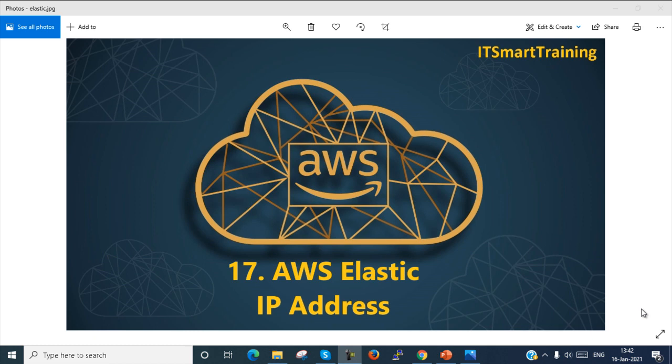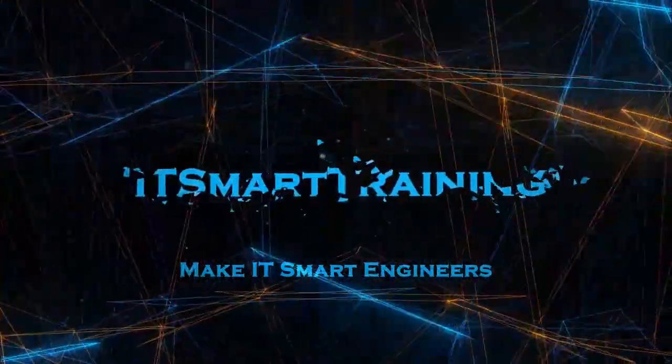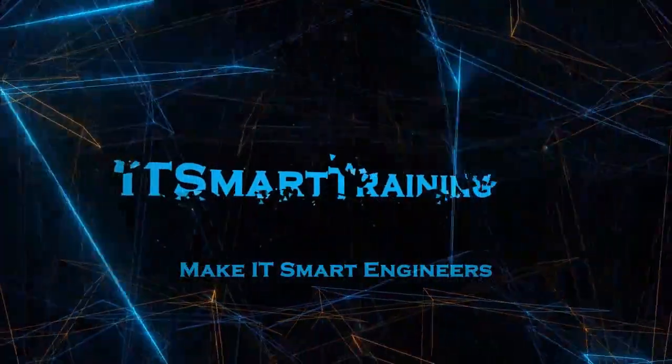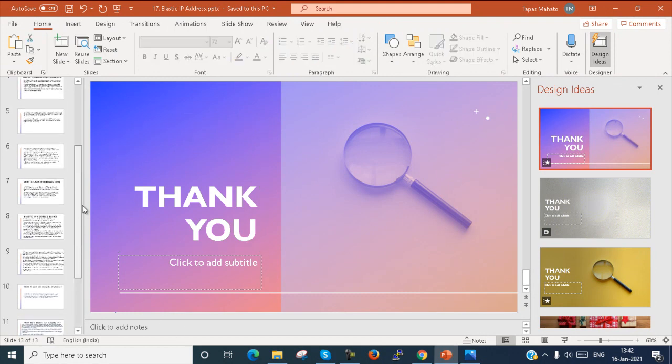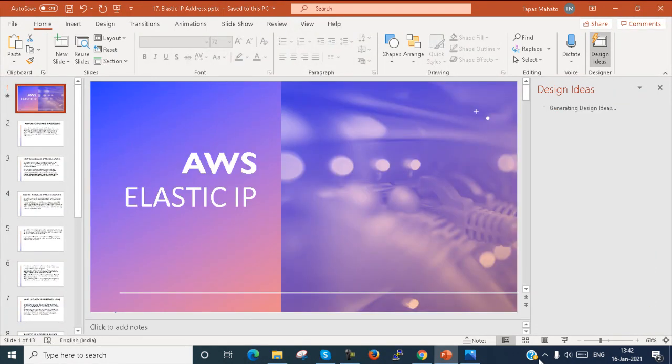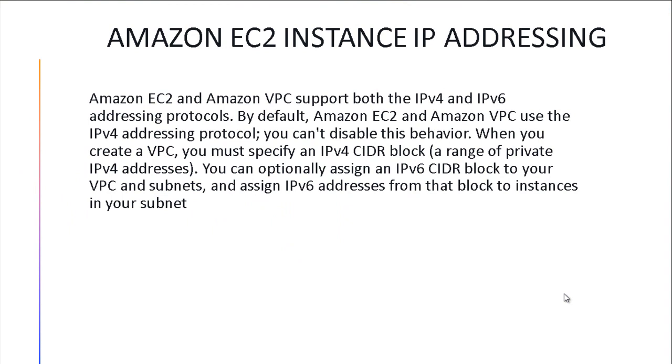So let's start today's session, Elastic IP Address. AWS Elastic IP. Before starting the concept about the AWS Elastic IP, we have to know some basic concepts about what is a private IP and what are public IP addresses. So Amazon EC2 instances IP addressing scheme we are going to describe right now.